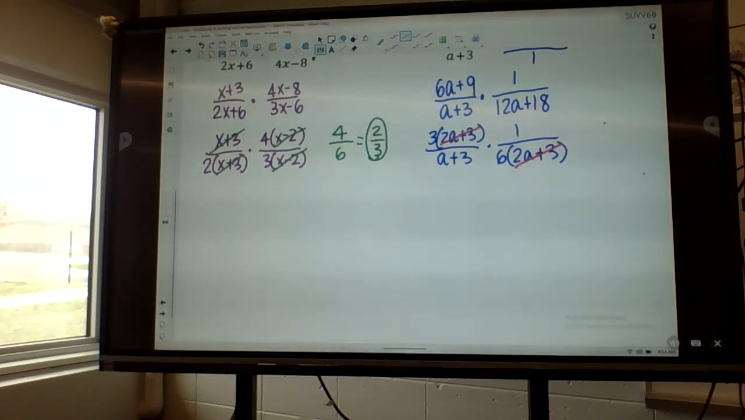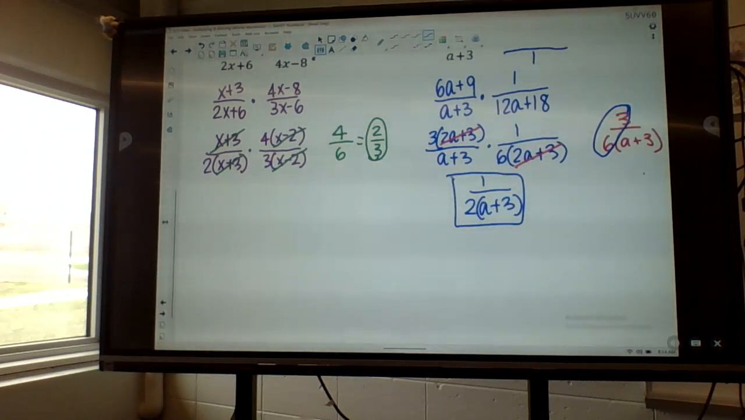Again, I'm going to rewrite what I have. I have 3 on top. I have 6, and then I'm going to put a plus 3 in parentheses. The reason for that is because the 6 is being multiplied to both terms, so I want to make sure that's really clear. Now the 3's can't cancel, but this 3 over 6 can simplify. Those can both be divided by 3, so we'll have 1 over 2 parentheses a plus 3. So take a minute to make sure you're okay with what I did there.